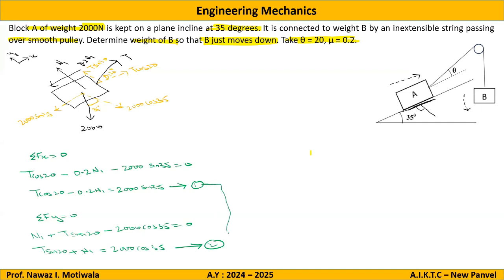Now, just observing equations number 1 and 2, there are two unknowns, one is T and one is N1, and there are two equations available with us. By solving both equations simultaneously, I will get the answer for T and N1, which comes out to be 1462.96 newtons, and N1 is coming out to be 1137.93 newtons. So this completes the free body diagram and the solution for body A.